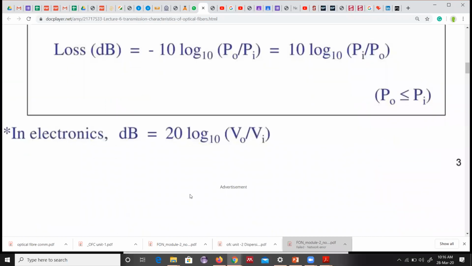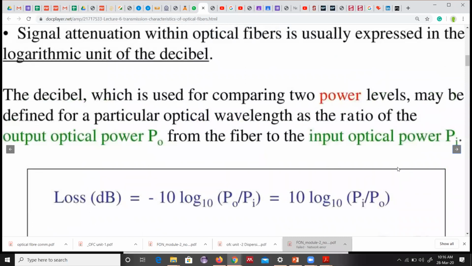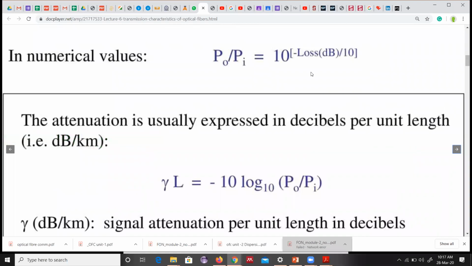So dB is nothing but 20 log to the base 10 of V naught by Vi in electronics, but here in optics, we are going to use dB as 10 log to the base 10 of input power divided by output power. That is nothing but the ratio of input power to the output power in logarithmic scale will give us the loss or attenuation in terms of decibels. So if you want to get a numerical value, if not in terms of decibels, you can just take the antilog of that, which will give you the ratio of output to input power.